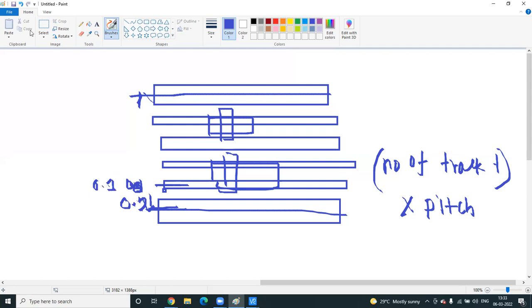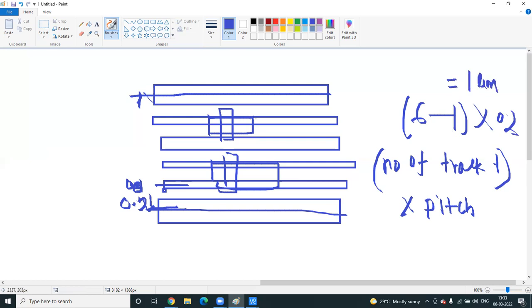I forgot, metal width is also not required. I am telling, if you know only the pitch, you can find the standard cell height. So what is the formula? Number of tracks: how many tracks? 3 into 6. So (6 minus 1) into pitch. Pitch you take as 0.2. So 5 into 0.2, which is 1 micrometer.